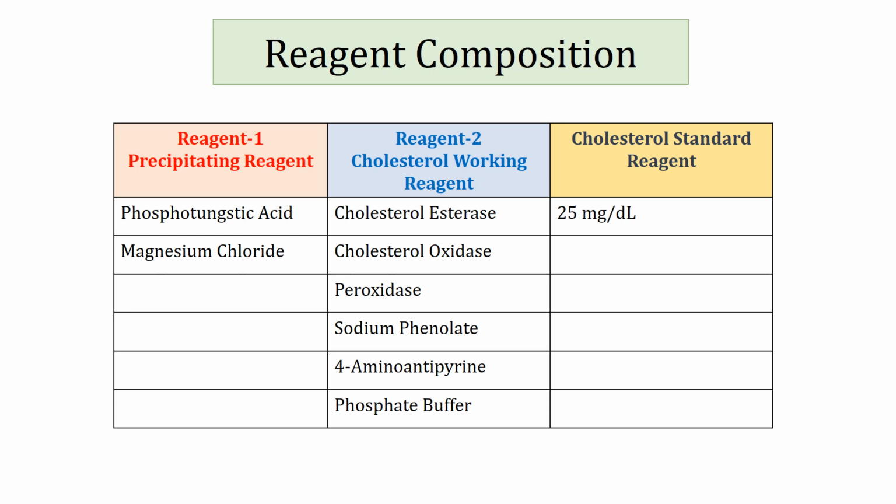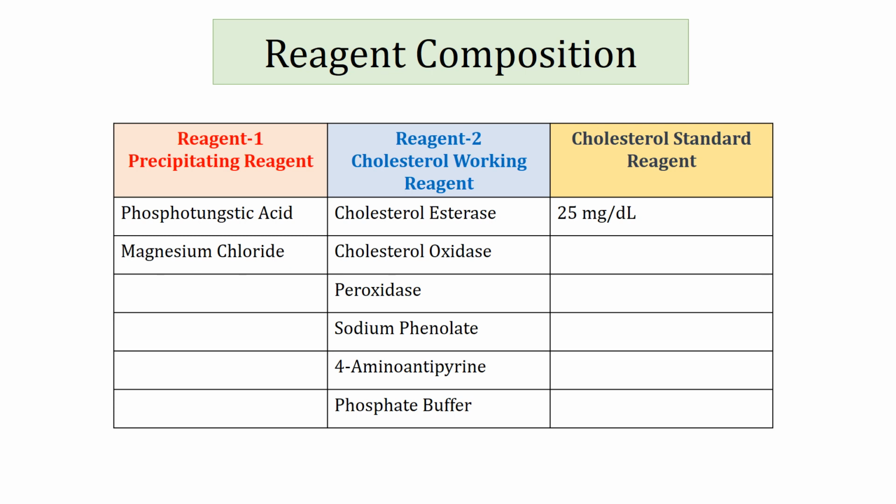Before discussing the principle, we will discuss the composition of the reagents, because we should know what is present in the reagent, then only we will be able to understand the principle. So there are three reagents. Reagent 1 is called precipitating reagent, which is composed of phosphotungstic acid and magnesium chloride. Reagent 2 is cholesterol working reagent. It is the same reagent which is used for total cholesterol estimation. It is composed of cholesterol esterase, cholesterol oxidase, peroxidase, sodium phenolate, 4-amino antipyrine and phosphate buffer.